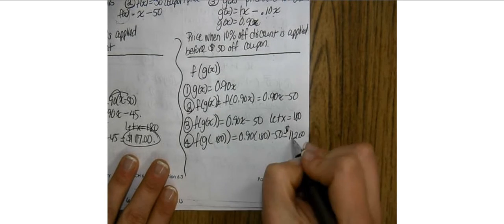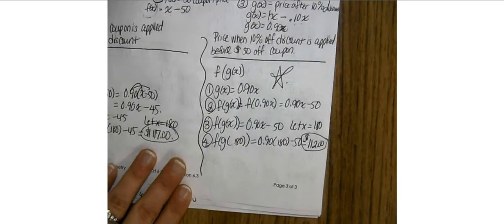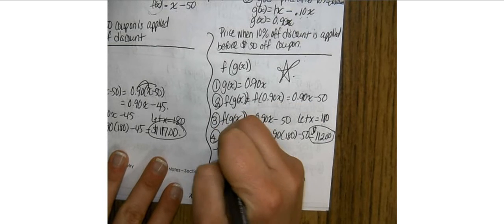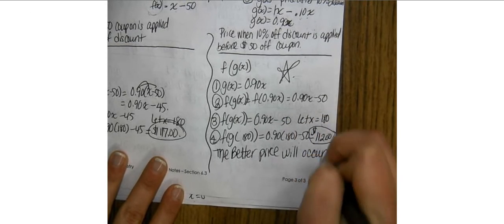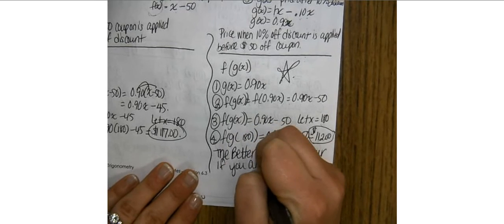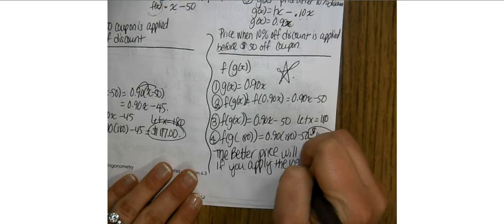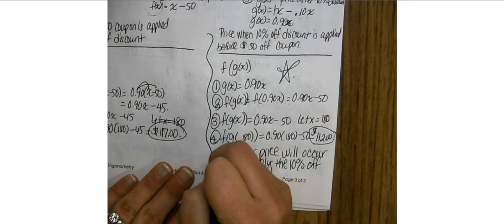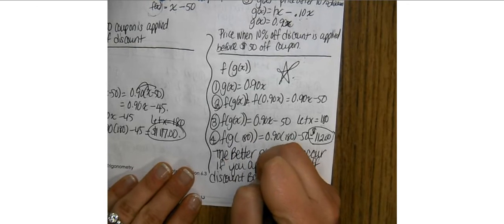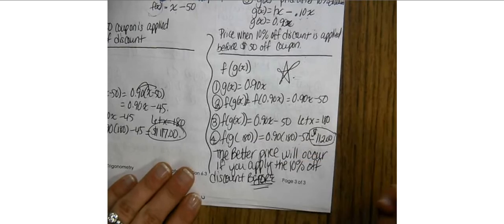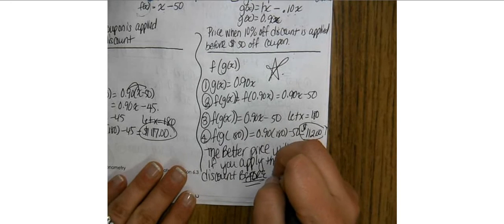So which one is the better discount and which one's the better price? Well, I'd much rather pay $112 than $117. So the better price will occur if you apply the 10% off discount before the $50 off coupon.